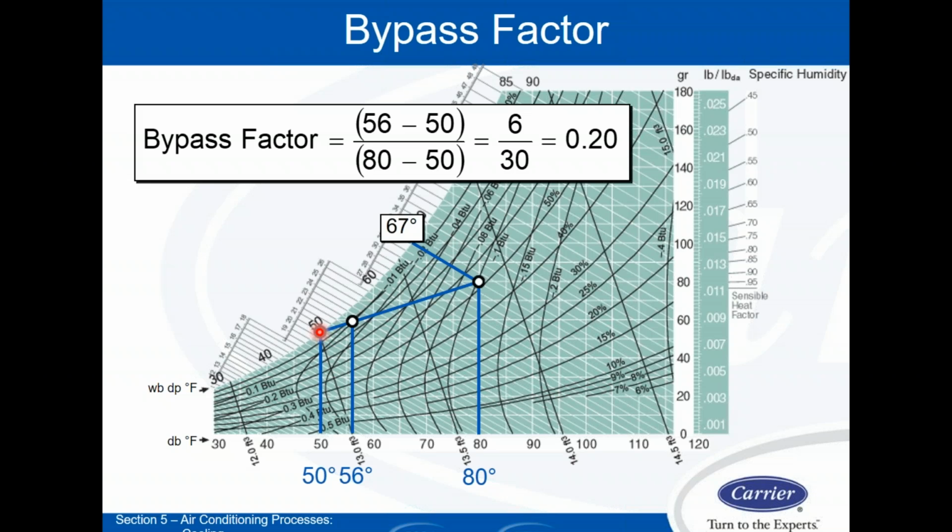But because I had some bypass on there, I can figure out how much that bypass was. In this case, it was 6 degrees of bypass. 6 divided by 30, it's 20% bypass.